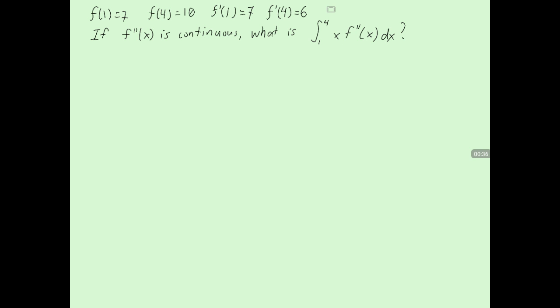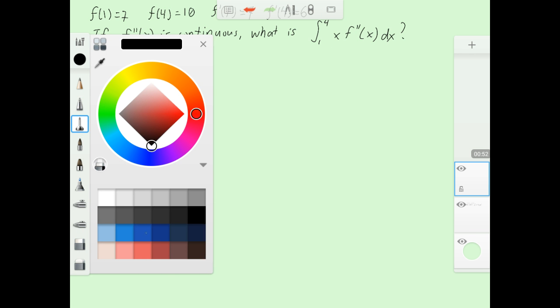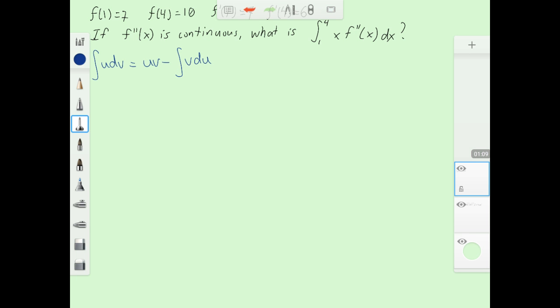So what this is telling us is we should use integration by parts. If we take the antiderivative of the inner function, we can just use integration by parts, which the formula I can write down as: if you have the integral of u dv, it is equal to uv minus the integral of v du.